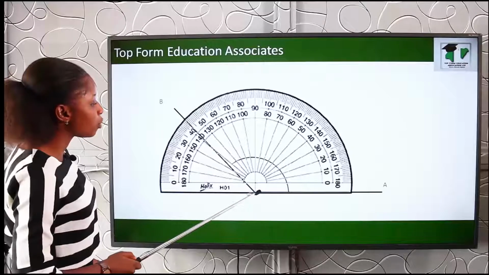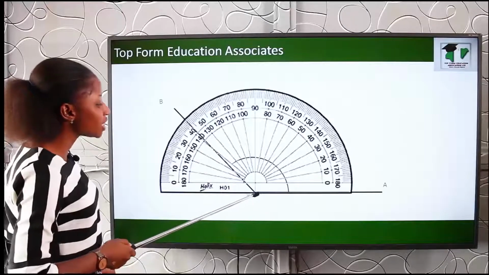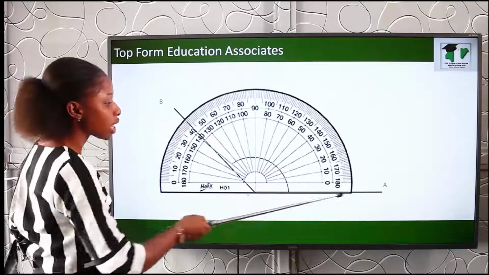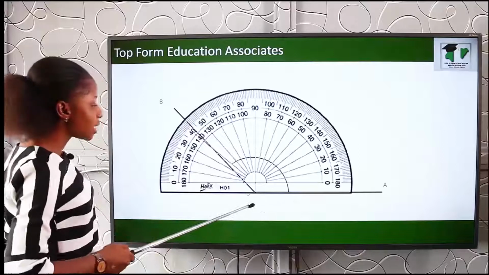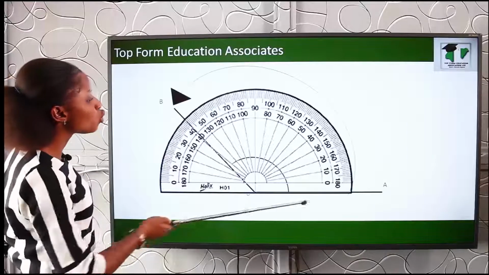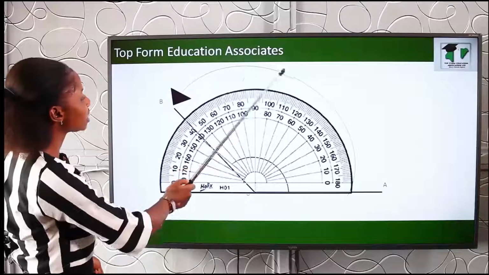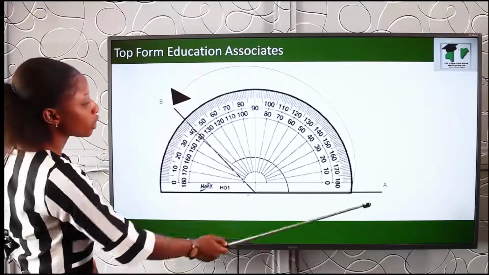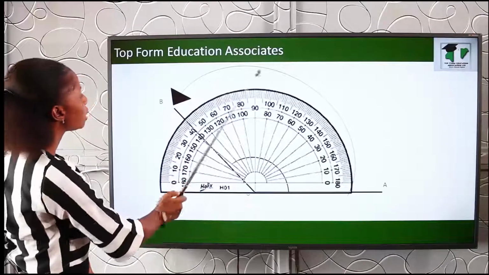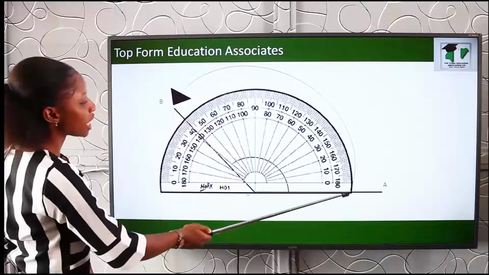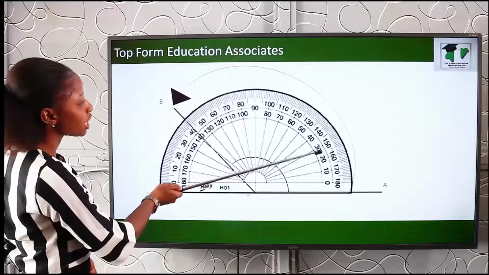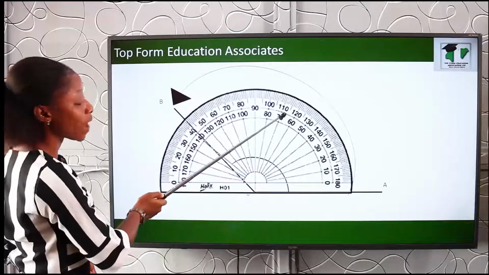We've just placed our protractor here, and it coincides with line A and O. Now, the next thing to do is to read from the inner scale, from line A to line B. And when we count from this inner scale, we are reading anti-clockwise now.